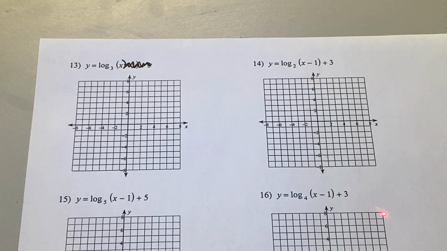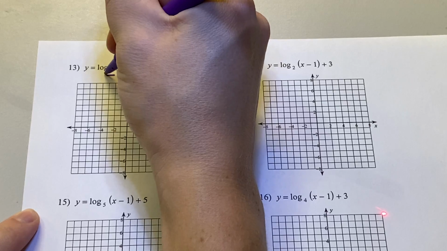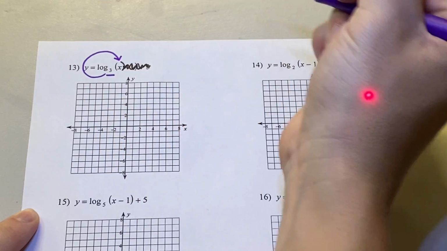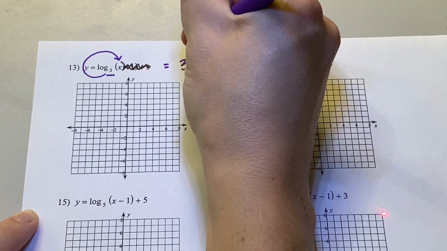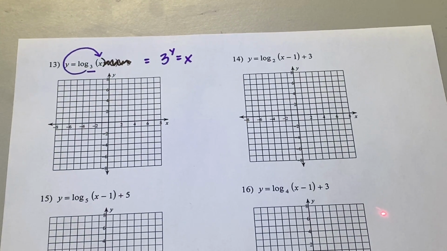So, on our starter, our step 1, what did we have to do very first? Look at number 4. What did we have to do? We had to do it to the y. Beautiful. We had to convert it from log form back to exponential form, right? We had 4 to the y equals x. We're going to do the same thing for number 13. So now it becomes 3 to the y equals x.